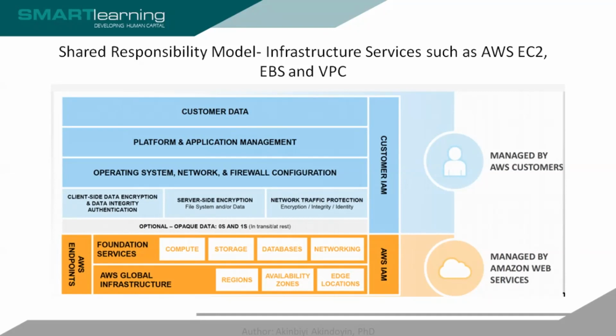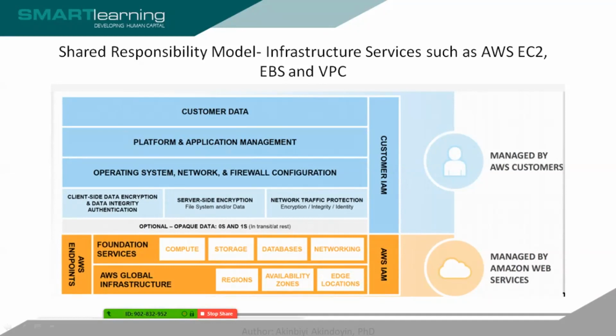Okay, EBS is Elastic Block Store, that's for storage. EC2 is for compute. VPC is for networking. So basically, if you look at this diagram well, you see that your responsibility is still very huge. You still have all this responsibility: customer data, platform and application management, operating system, network, firewall configuration. All these are still your responsibility. And the only responsibility of AWS is still the same as what I discussed initially.